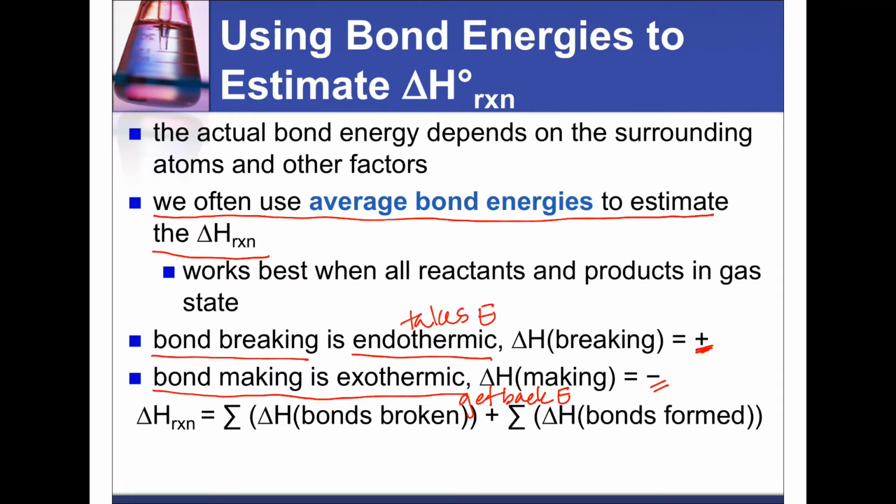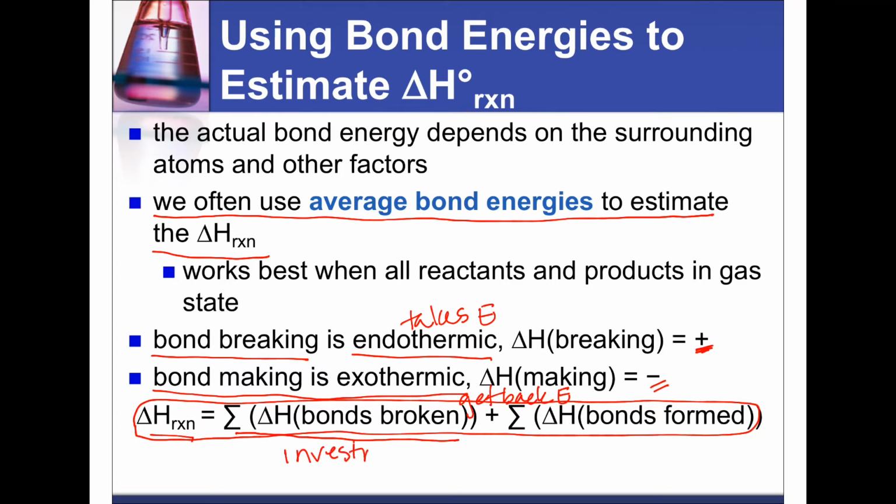Now the equation that we use to put these two things together is right down here. And what this is saying is that the delta H of the reaction is equal to the amount of energy that it takes to break the bond. So that's kind of our investment of energy. And then we also have to take into consideration how much energy we're going to get back when the bonds are formed. So this is the amount of energy that we get back.